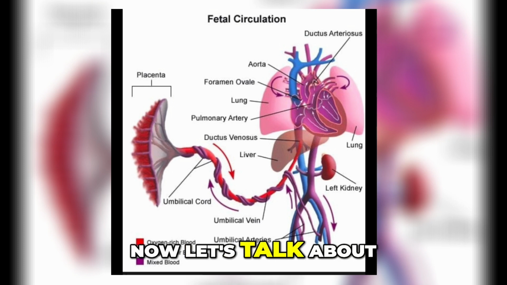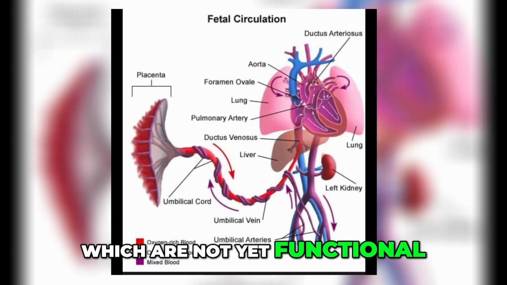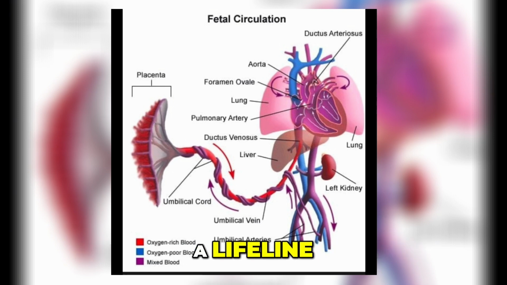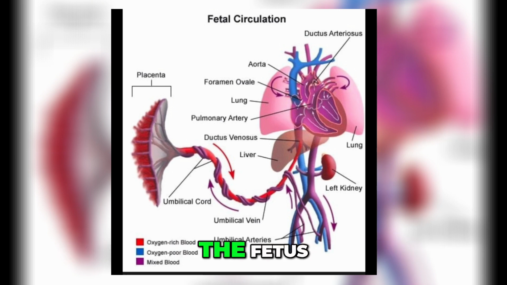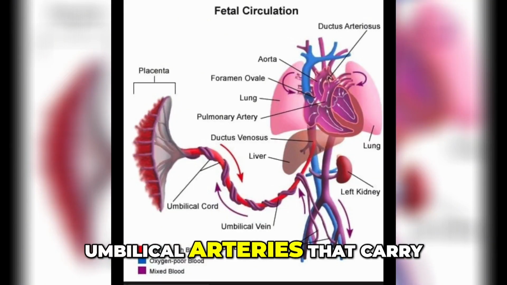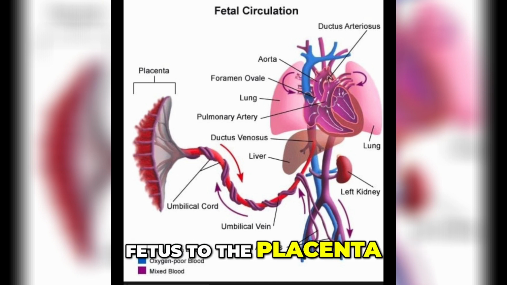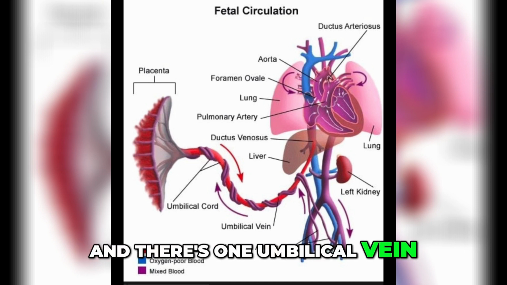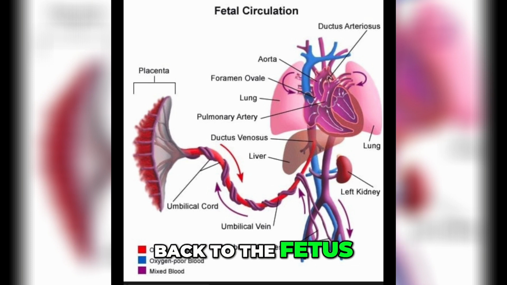Alright, now let's talk about fetal circulation, a system designed to bypass the lungs and liver of the baby, which are not yet functional. The placenta acts like a lifeline, exchanging nutrients and oxygen between the mother and the fetus. Umbilical arteries carry deoxygenated blood from the fetus to the placenta, and there's one umbilical vein that brings oxygenated blood back to the fetus.